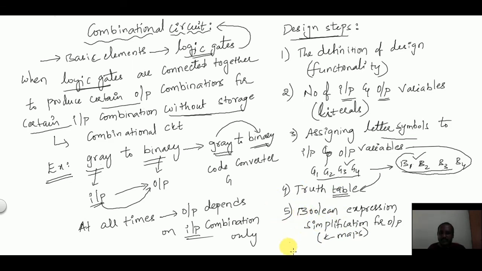The last step is to design the circuit using logic gates. Using logic gates you can design the circuit, and that is the final step. So these are the design steps which we have to follow for designing any combinational circuit.